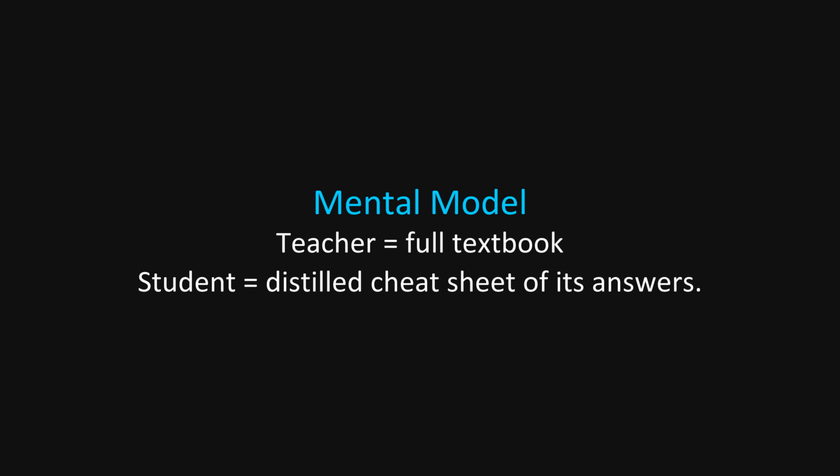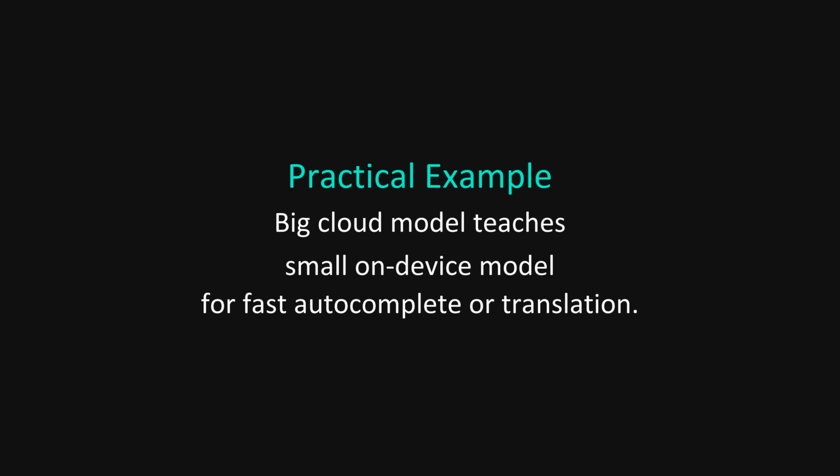In AI, the big teacher model has already learned complex patterns from massive data, and the small student model learns to copy its outputs instead of reading all the raw data itself. In practice, a company might train a huge language model in the cloud, then distill it into a much smaller model that can run on a phone to power on-device autocomplete or translation.